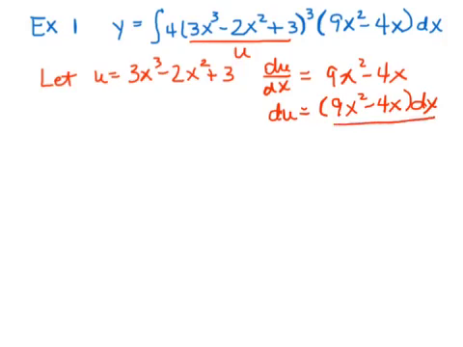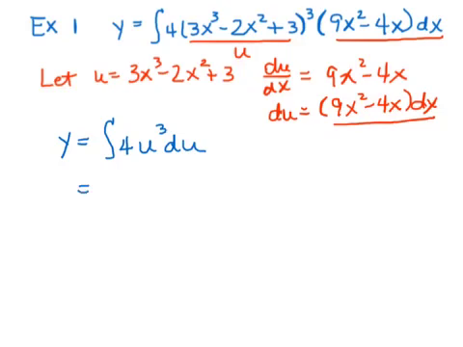This matches this, so we're going to make two substitutions, the u and the du. So back to the problem. Y is equal to. Only thing that's not being replaced is the 4 up front, and that's okay. With anything we can't replace, we're just going to bring along. So the parentheses that's raised to a 3, that is u. The 9x squared minus 4x dx is du.